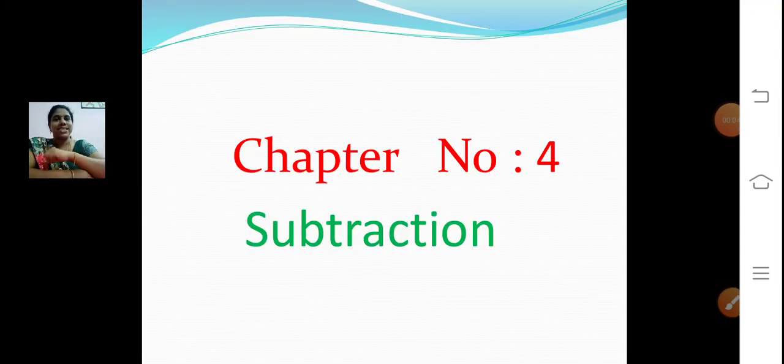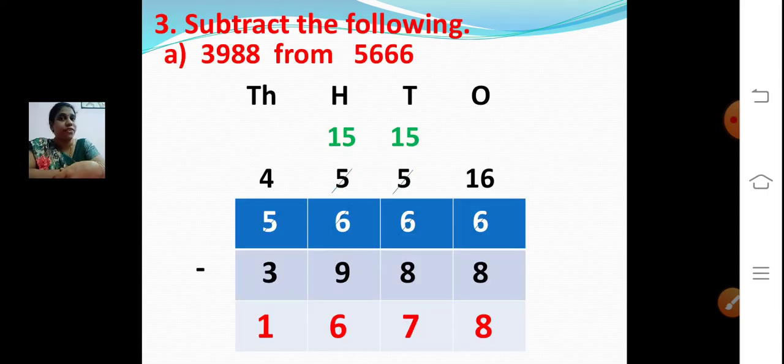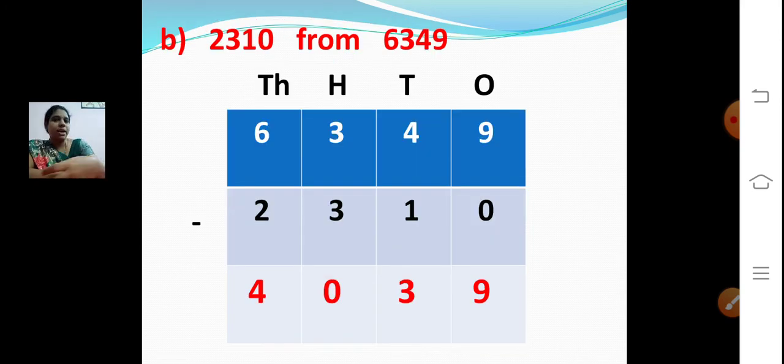In our maths class, chapter number 4, subtraction, we are going to subtract the following. Last class, till now we saw this, right? So now we are going to continue with the sums. Subtract the following B sum. Shall we subtract the two numbers now?